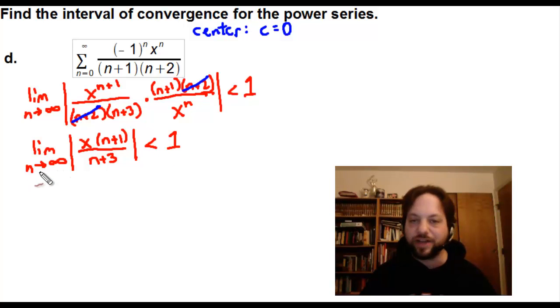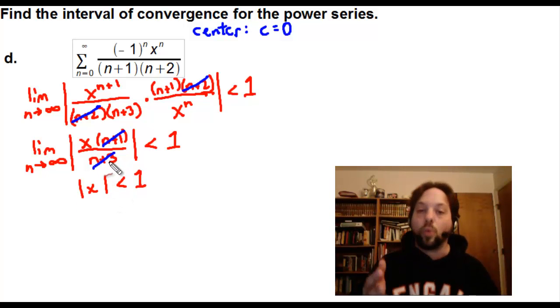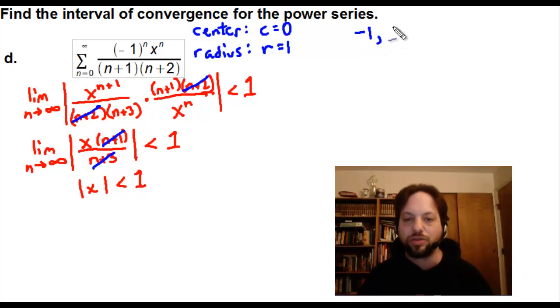Well, as n approaches infinity, hopefully it's obvious for you to see that the n plus 1 term and the n plus 3 term are essentially going to cancel each other out. And so what I'm left with is that the absolute value of x is less than 1. What is that going to tell me? Well, that's going to tell me that my radius, r, is going to equal 1. All right, so far so good. It looks to me that what this means is that if my center is 0 and my radius is 1, then my interval is going to go from negative 1 to positive 1.